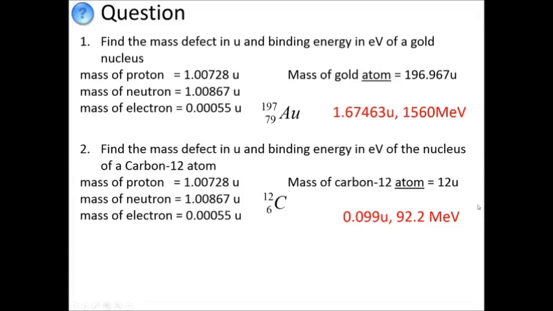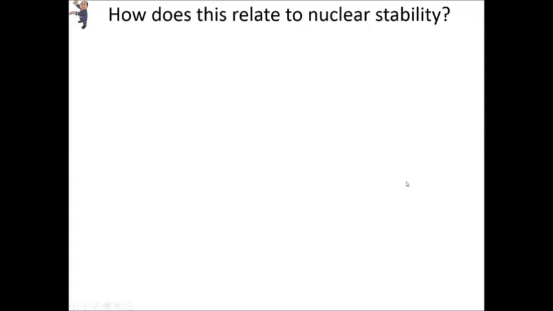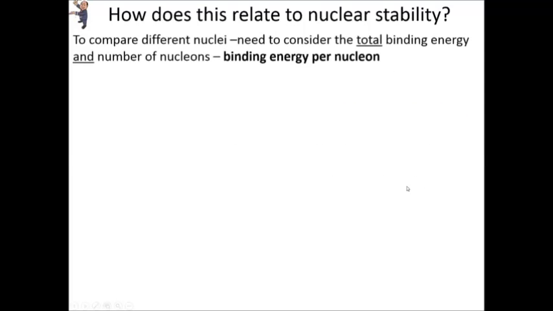Please again pause and check if you want to, because I'm about to use the three that we have just calculated. So we've done helium, gold and carbon. Okay, so we're going to use these numbers now. So how does all this relate to nuclear stability? Well, to compare different nuclei, we've just worked out three different nucleus mass defects.